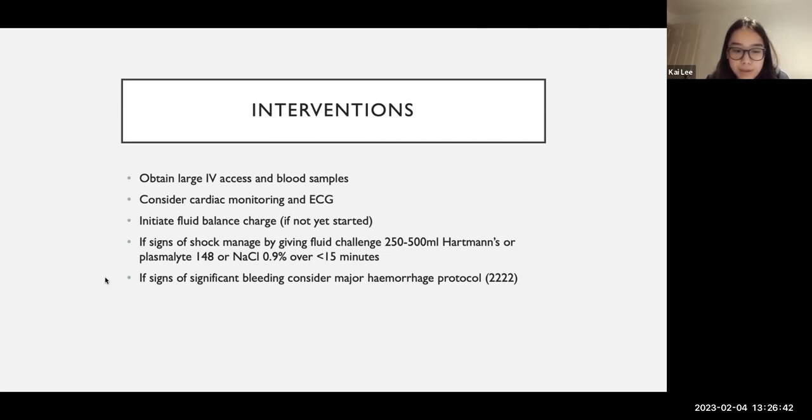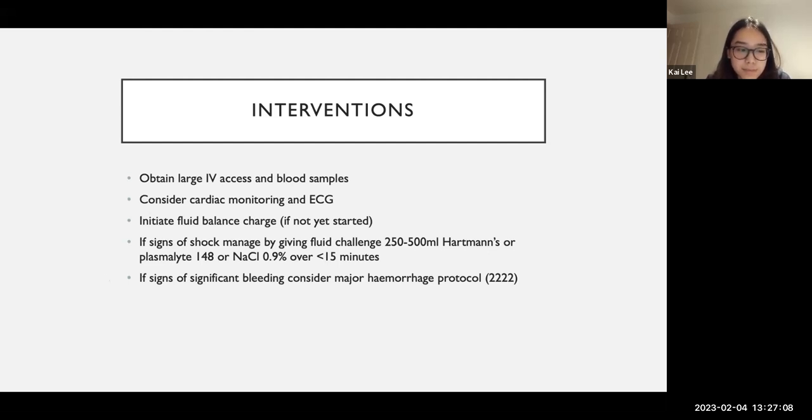500 would be quite a normal volume for a patient who you're not too worried about, and you want to give them over 15 minutes. If you're worried that the patient might have some cardiac history and you don't want to be too aggressive, then you might want to start off with 250 milliliters first over 15 minutes, then reassess their blood pressure to decide whether you want to give them more or just stop there.